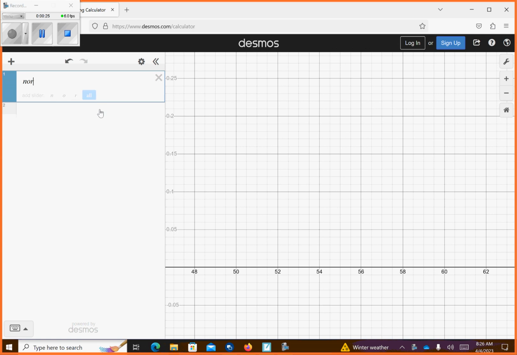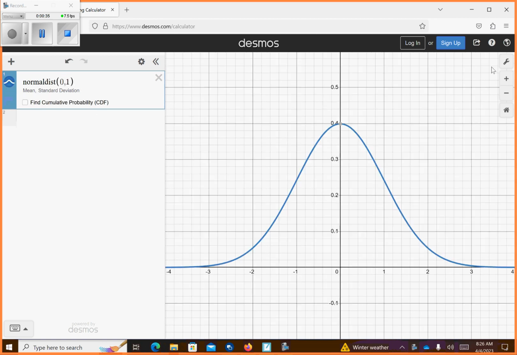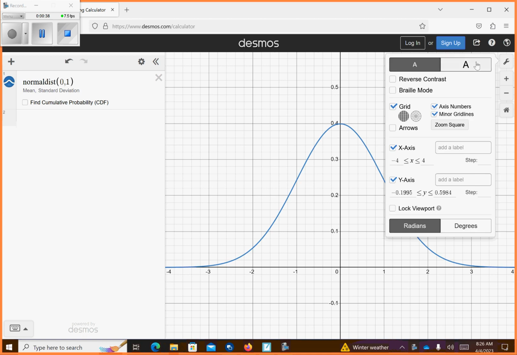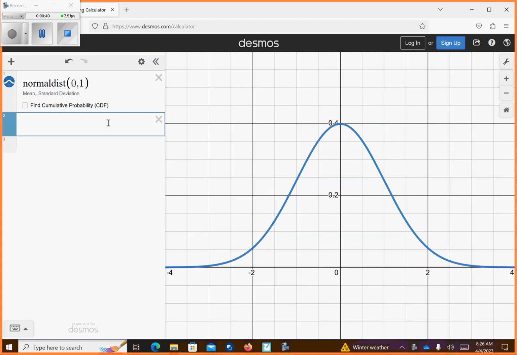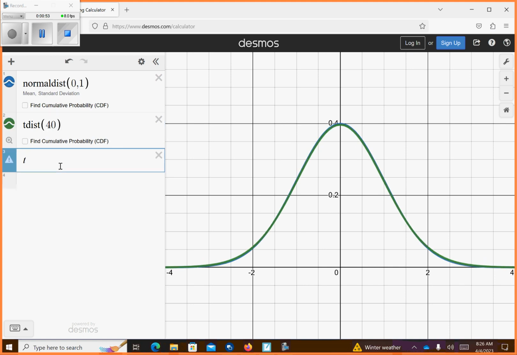All right, so I'm going to type in a normal distribution, with mean 0 and standard deviation 1. So this is what the normal distribution looks like. Let's see which one of these would be different. So we have a t-distribution with degrees of freedom of 40. That's the green one. Then a t-distribution with degrees of freedom of 60.